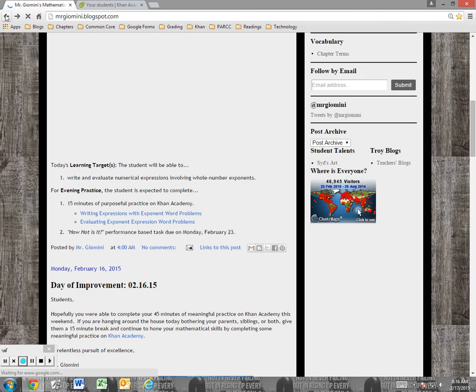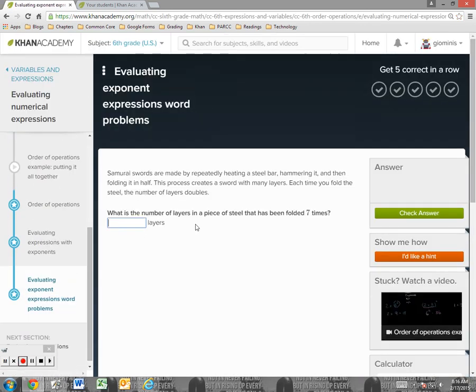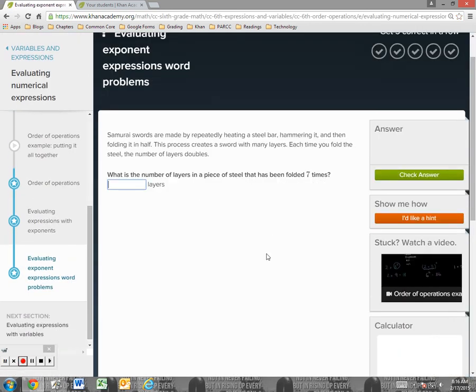Now, the other skill, similar, is called evaluating exponent expression word problems. Okay? So we did the writing. Now let's take a look at this one. You should see some similarities here. This one I saw Sean trying to do this morning by taking a piece of paper and folding it over and over and over and over. Samurai swords are made by repeatedly heating a steel bar, hammering it, and then folding it in half. The process creates a sword with many layers. Each time you fold the steel, the number of layers doubles. What is the number of layers in a piece of steel that has been folded 7 times?